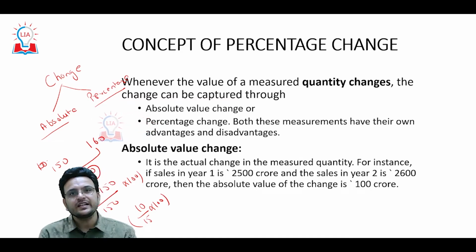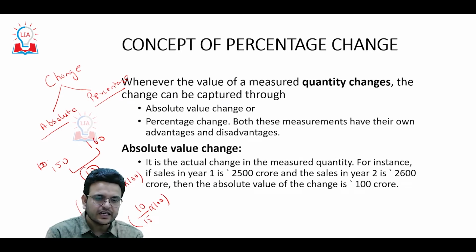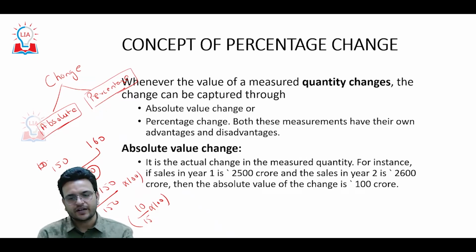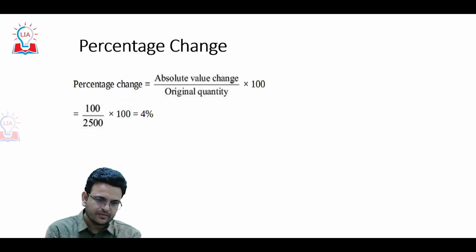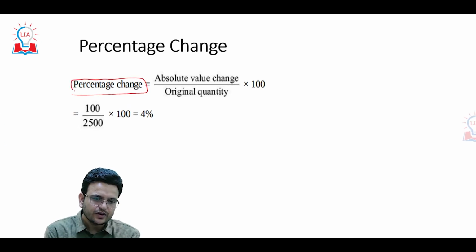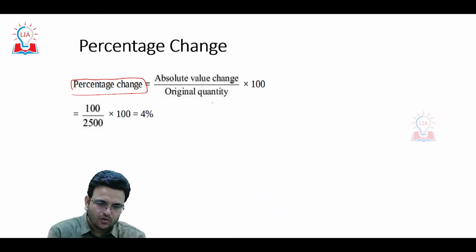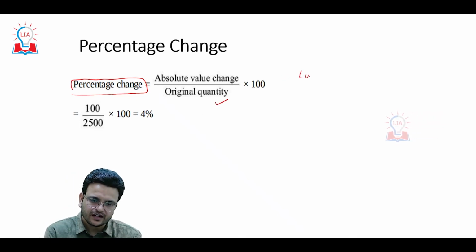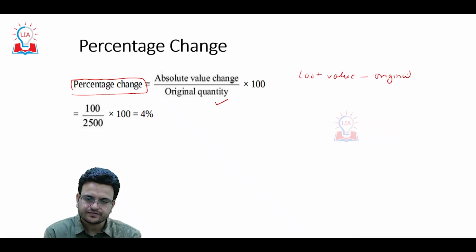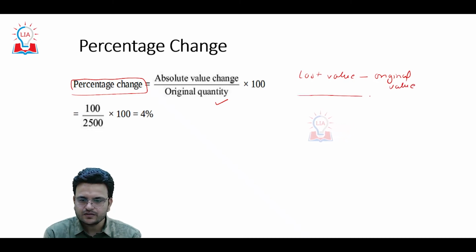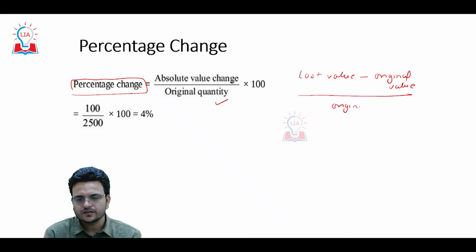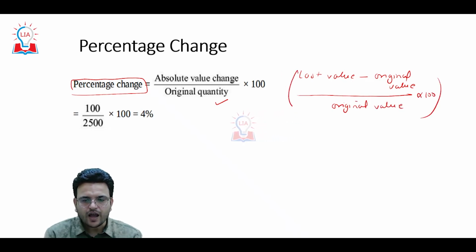You have to be very careful about the questions. What are they asking? They are asking percentage change or they are asking absolute change. Now see the question. You just remember what is percentage change. This is the formula you have to remember. Percentage change is the absolute change upon the original quantity, that is, last value minus original value upon original value into 100. This thing you have to remember.